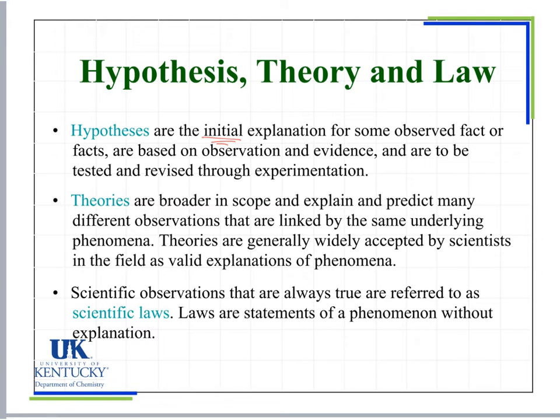Scientific observations that are always true are referred to as scientific laws. Scientific laws are statements of phenomena without explanation. There is no explanation for the laws. Like, for example, when you throw something up, you know it's going to come down, and that is a law, and that always happens. That's always true. So there is no experimentation for laws. For theory and for hypothesis, you have an explanation. For laws, you don't have any explanation. That's something which is always true.